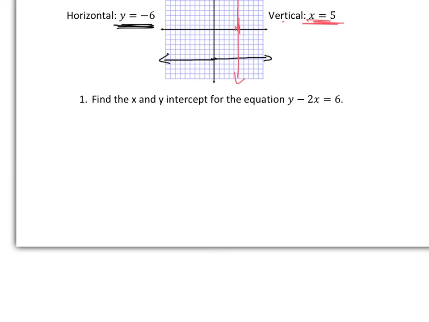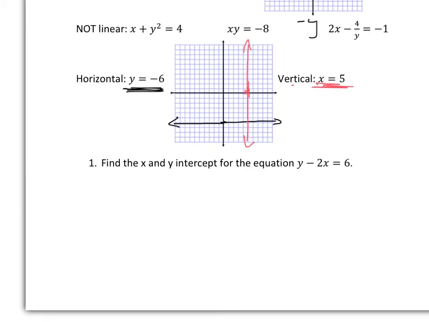Now, finding the x and y intercept. Of course, you could just graph this line and figure out where it intersects the x and y axis, and that would give you your x and y intercept, because that's what that is. It's where the line crosses the two axes.